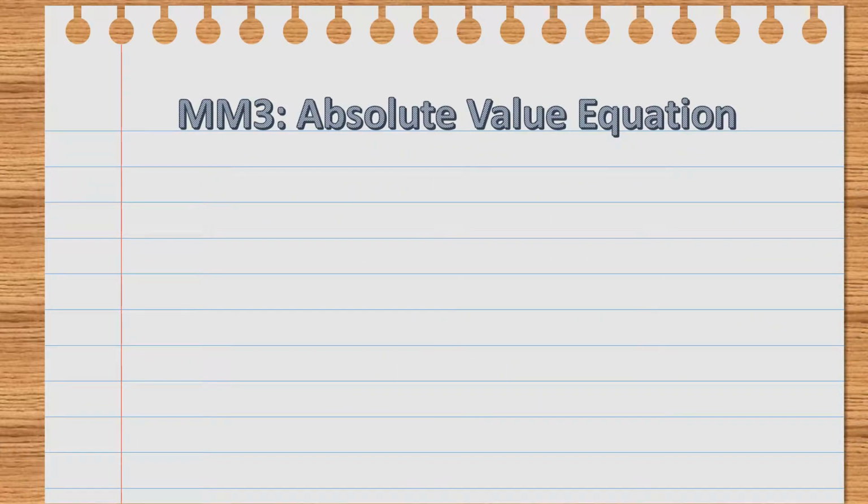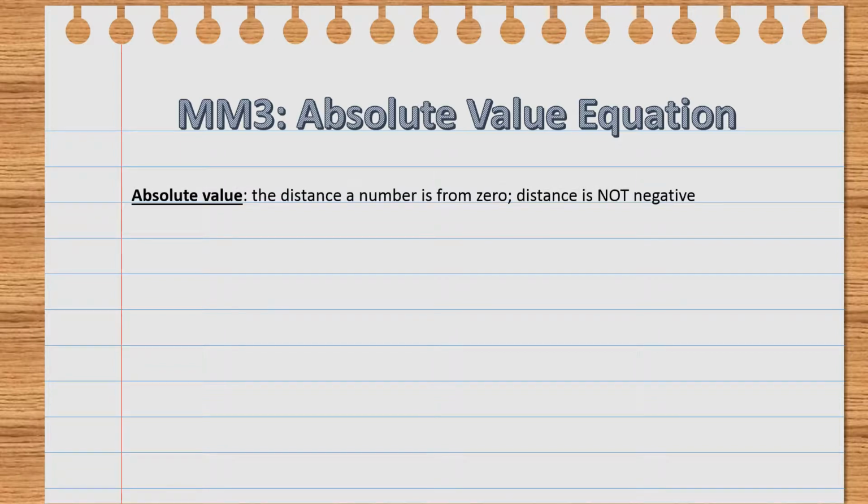Alright, mile marker 3, absolute value equation. First off, we need to know what exactly an absolute value is. The definition is: the absolute value is the distance a number is from 0. Now notice the keyword distance. So you might want to highlight or underline that word. It is a distance.